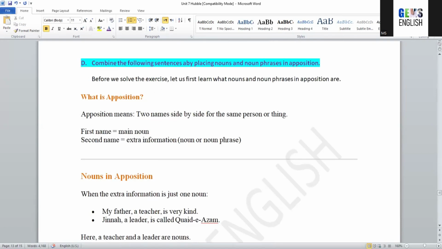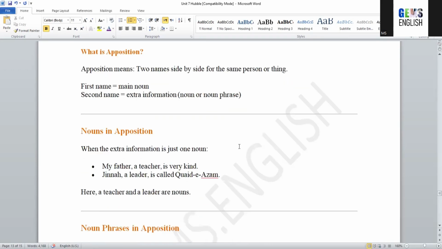D. Combine the following sentences by placing nouns and noun phrases in apposition. Before we solve the exercise, let us first learn what nouns and noun phrases in apposition are. What is apposition? Apposition means two names side by side for the same person or thing. First name equals main noun. Second name equals extra information, a noun or noun phrase. Nouns in apposition: when the extra information is just one noun.